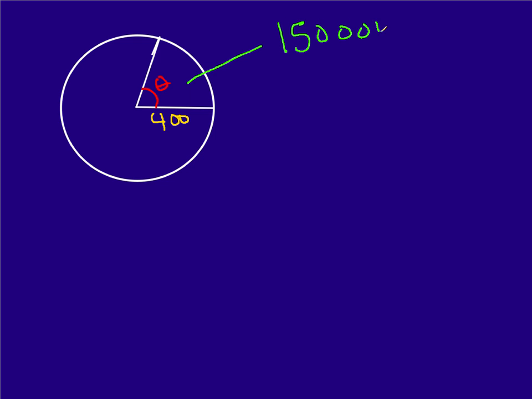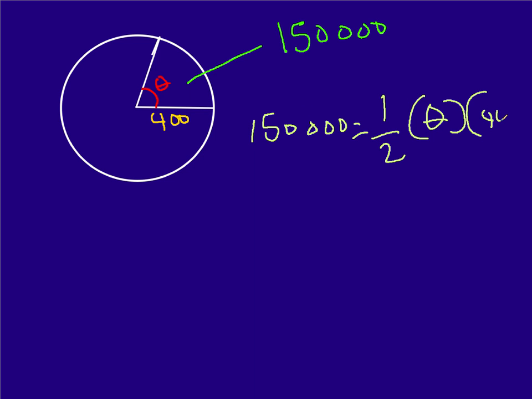150,000. In this particular example, we don't quite need to convert because we're already starting with something that's kind of unitless. So we're just going to plug in our information as we know it. We know that our area is 150,000, and it's going to be times 1/2, obviously. And we don't know theta. That's what we're trying to figure out. But we do know the radius, so that's going to be 400 squared.